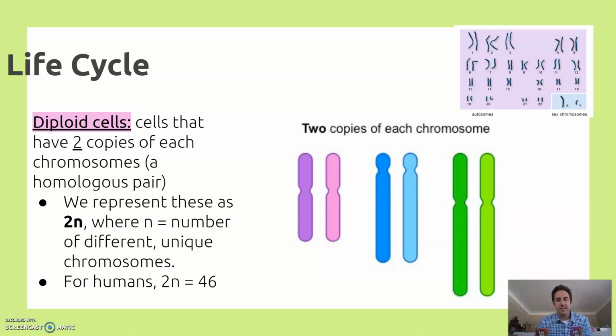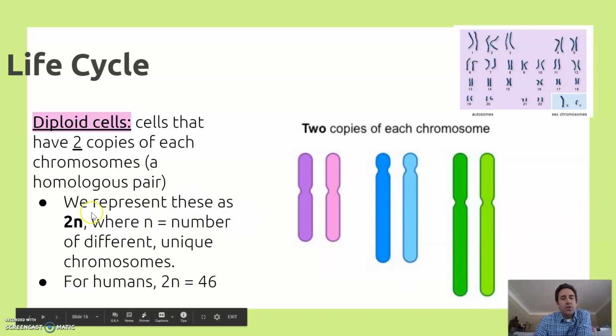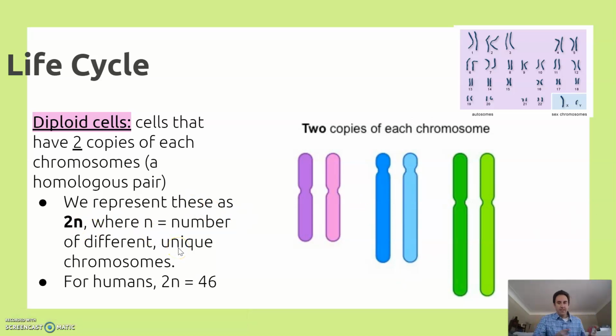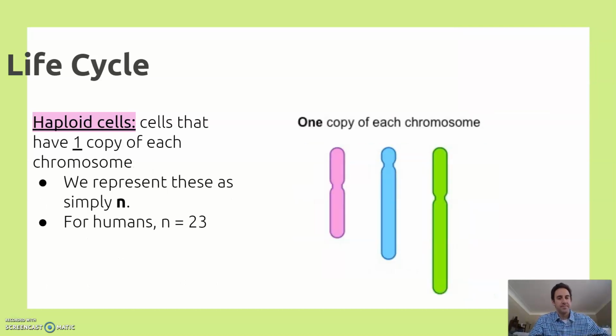Okay? So diploid cells have both types of skittles, and we represent this as 2n, where n is the number of different unique chromosomes. So if this was all you had, we would say 2n is equal to 2, because there's two chromosomes, and in this case, n is equal to one type of chromosome, the skittle type. So you have one type of skittle chromosome, but two copies of it that are not identical. Okay? And now they're crumbling on me. So for humans, 2n is equal to 46.